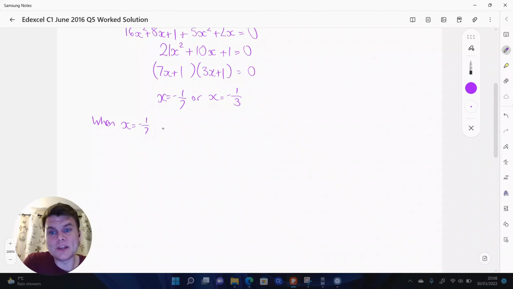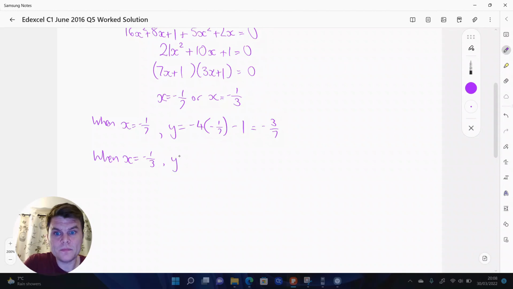So when x is minus a seventh, y is going to equal minus 4 times minus a seventh, take away 1, which is minus 3 over 7. Other solution, when x is minus a third, y is going to equal minus 4 times minus a third, take away 1, and that one is positive a third. And always helpful just to round it off.